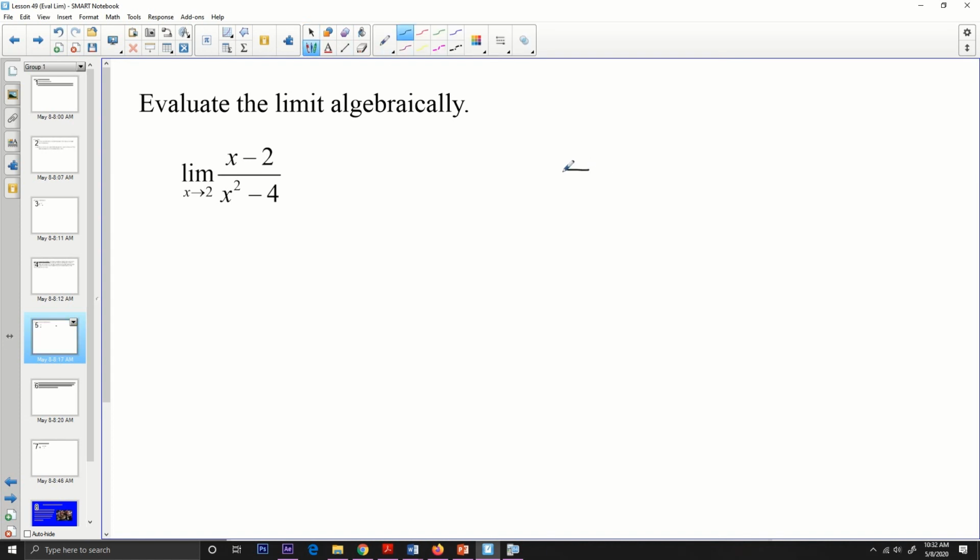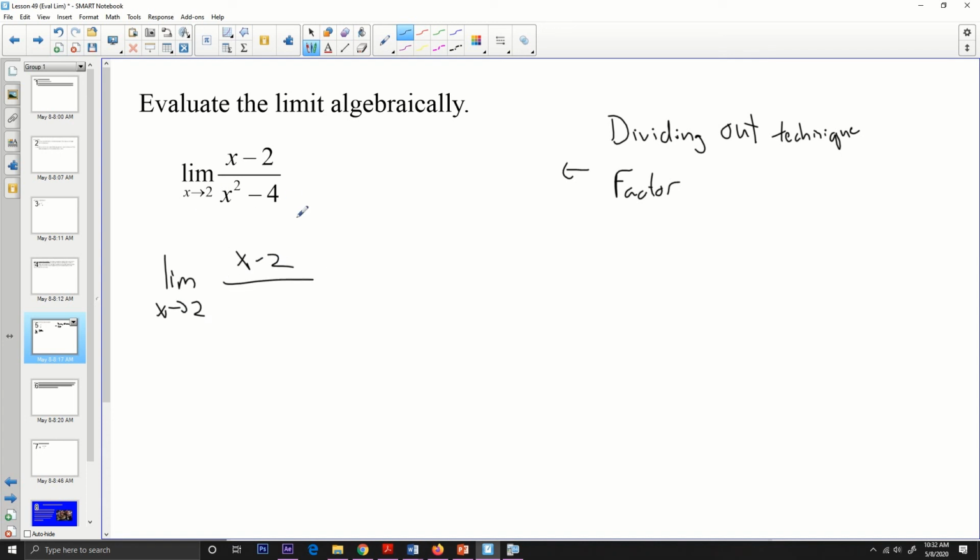And so the first thing we want to do when we're using the dividing out technique is we're going to factor. So I'm going to rewrite this. I haven't taken the limit yet, so I want to keep writing the limit until I actually evaluate the limit. So I've got x minus 2, and this is a difference of squares, so I get x minus 2, x plus 2. And so here we're going to cancel.